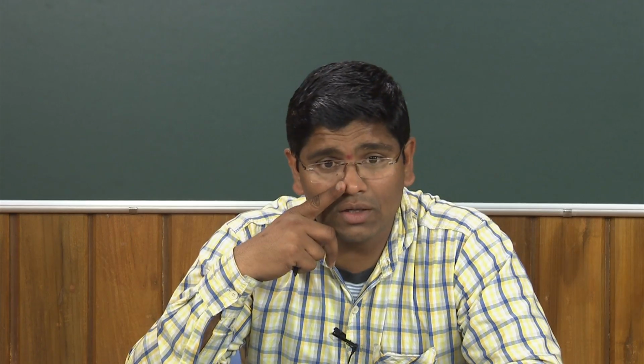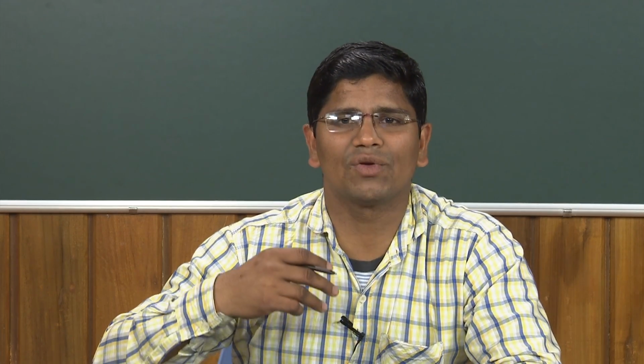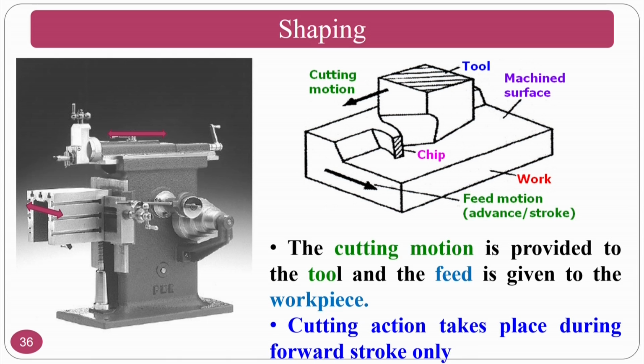Now we move on to the shaping process. The shaping process is different compared to the lathe. Whatever we have seen till now are some of the accessories that you can mount on the lathe. Now the shaping process is slightly different. In shaping, the cutting motion is provided to the tool and the feed motion is given to the workpiece. Basically, you have a workpiece, and this will be provided the feed motion.